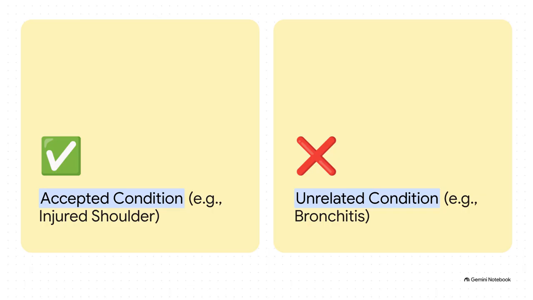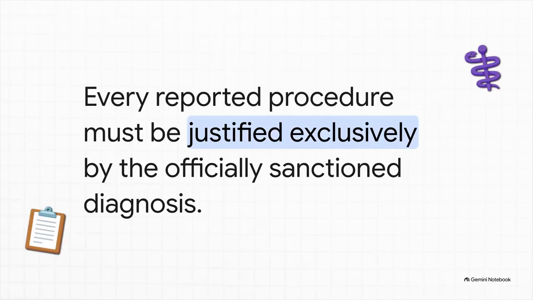If that same worker comes into your clinic and also happens to complain about developing bronchitis, you absolutely cannot bill that bronchitis treatment under the workers' comp claim. It is entirely unrelated to the occupational injury. It just doesn't fly. Bottom line, every single reported procedure has to be justified exclusively by the officially sanctioned diagnoses. Workers' comp carriers usually only recognize one or two very specific diagnosis codes approved for that exact work-related condition.